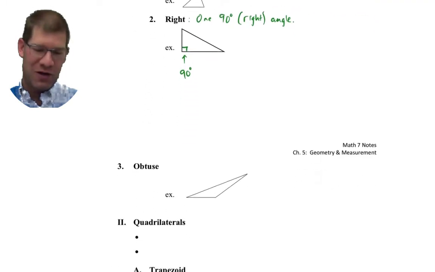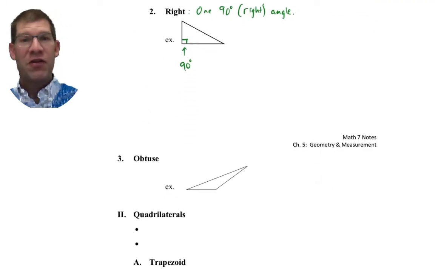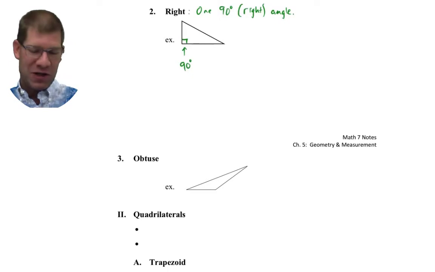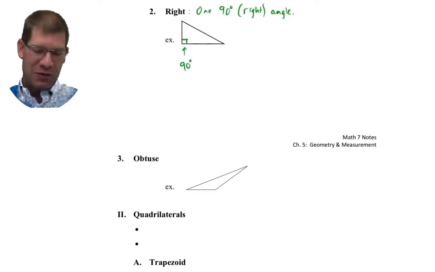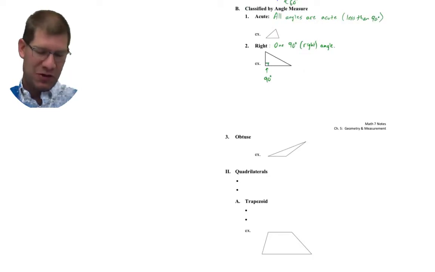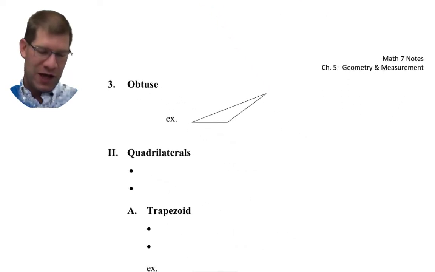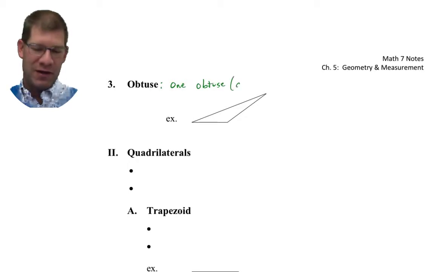I'm going to keep scrolling down where I'll hit my page 2. The third way we could look at angle measurement is going to be obtuse. An obtuse triangle, switch back to a pen. An obtuse triangle is going to have one obtuse angle, and that means greater than 90.